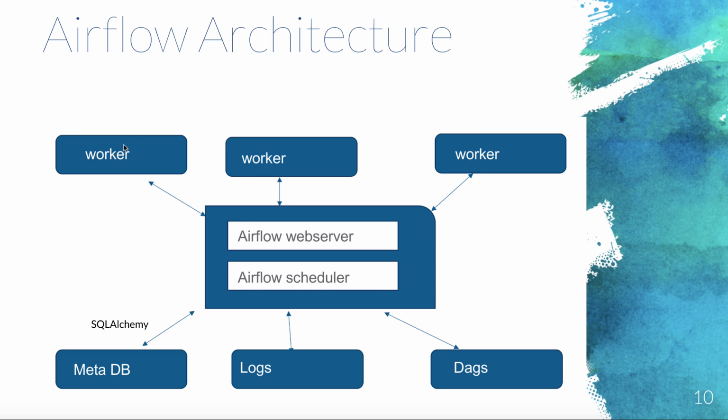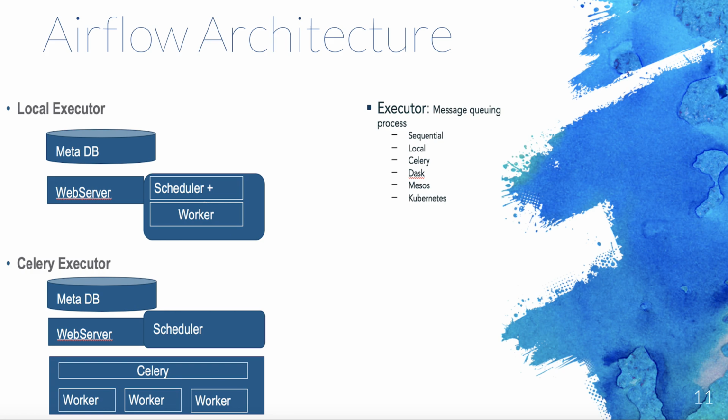Now, the concept of workers comes in when you are using a Celery executor. So there are multiple executors. If you are thinking of going completely distributed computing, then Celery is the recommended engine for it, and that's how the Celery executor comes into the picture. The other executors that are there include the sequential executor. The sequential executor will only execute things in sequence, so it does not do any parallel processing.